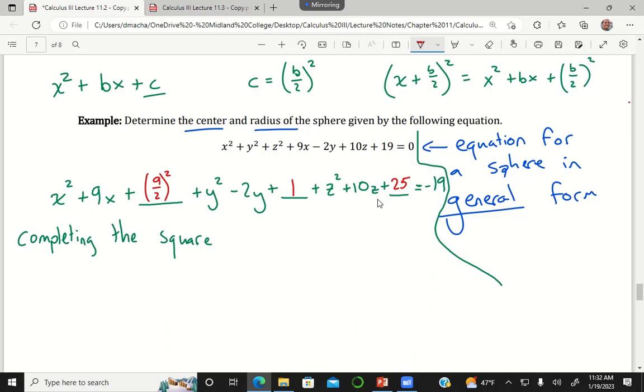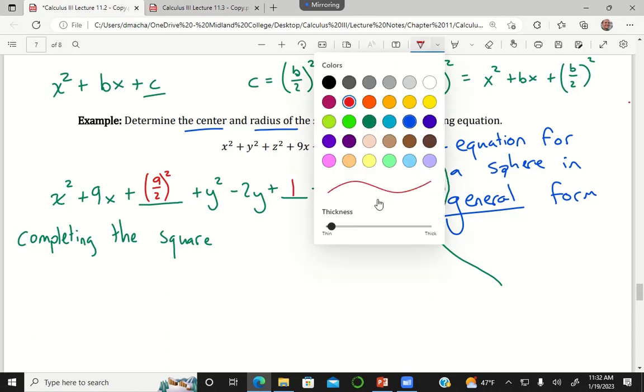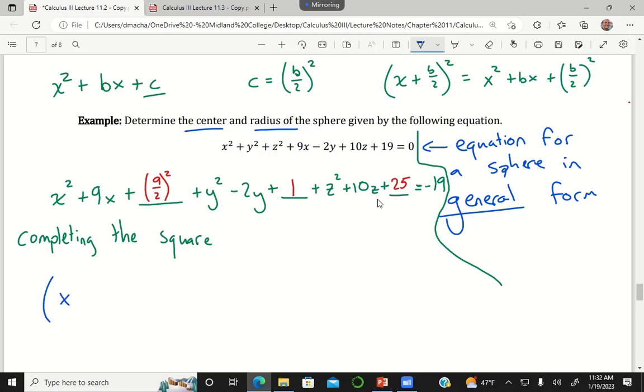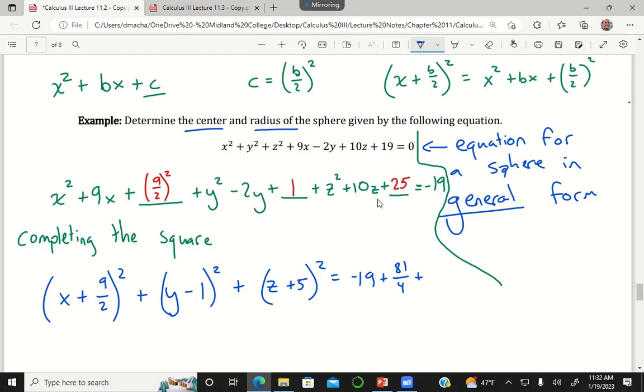But if I want to add those on the left-hand side of the equation, I also have to add them to the right-hand side of the equation to keep my whole equation balanced. And so in my next step down here, I'm going to write this as x plus 9 halves squared plus y minus 1 squared plus z plus 5 squared is equal to negative 19 plus 81 fourths plus 1 plus 25.